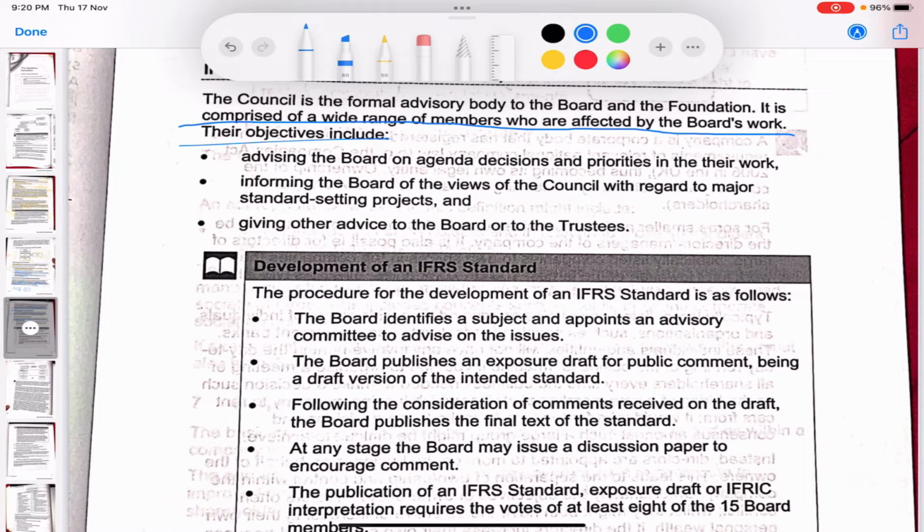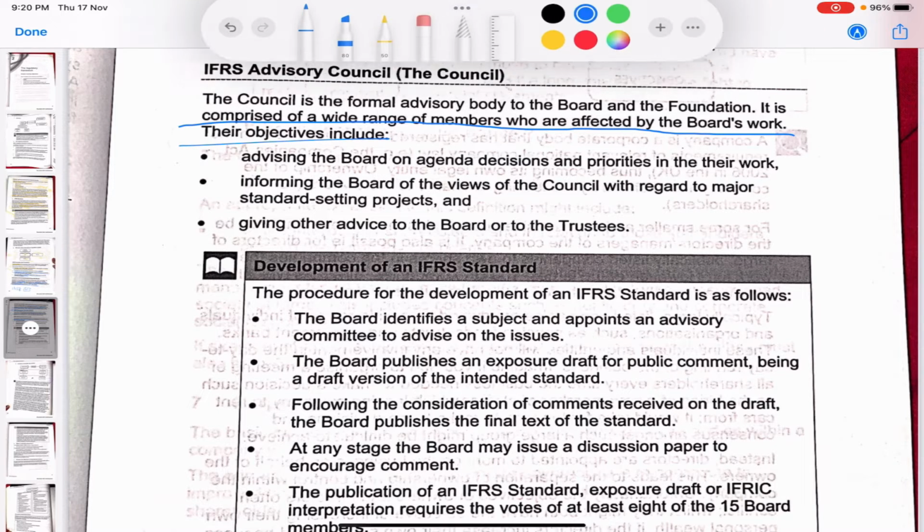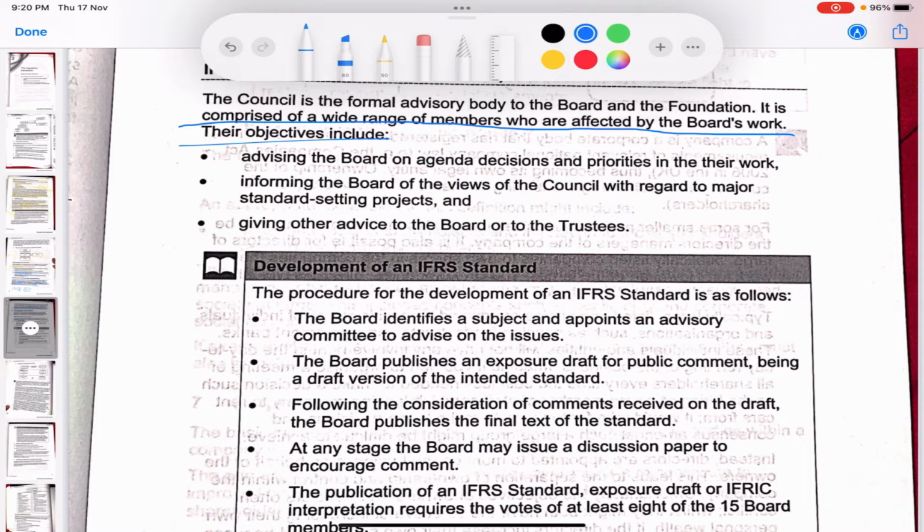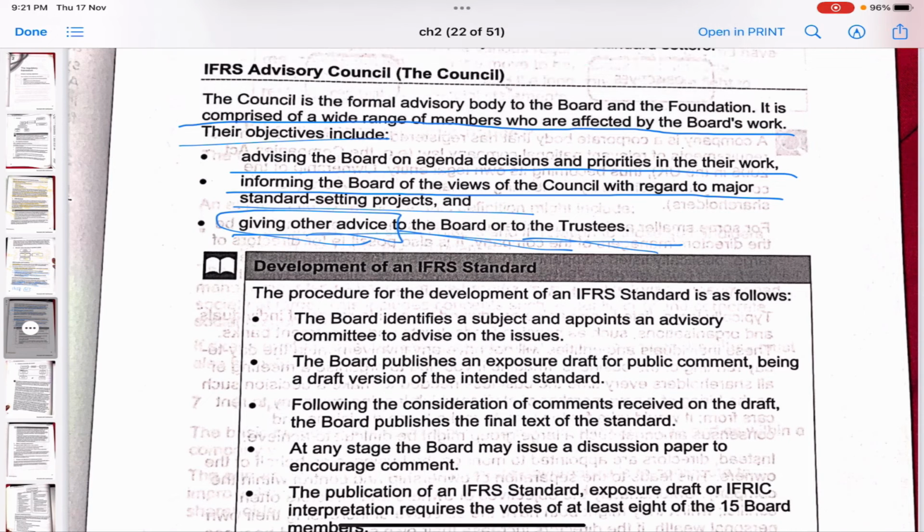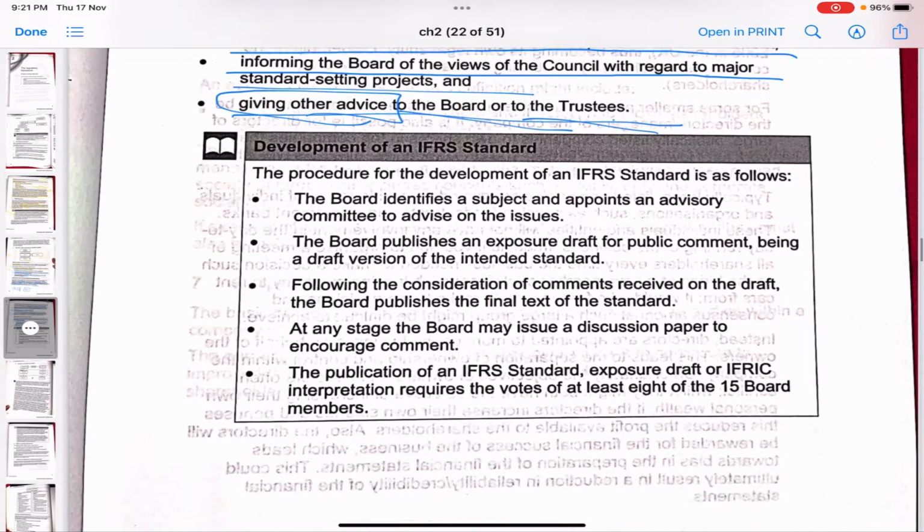So let's see what the objectives of the IFRS Advisory Council are. Advising the board on agenda decisions, informing the board of the views of the council, and giving other advice to the board or to the trustees. So giving other advice to the board or the trustees. This is the duty of the IFRS Advisory Council.